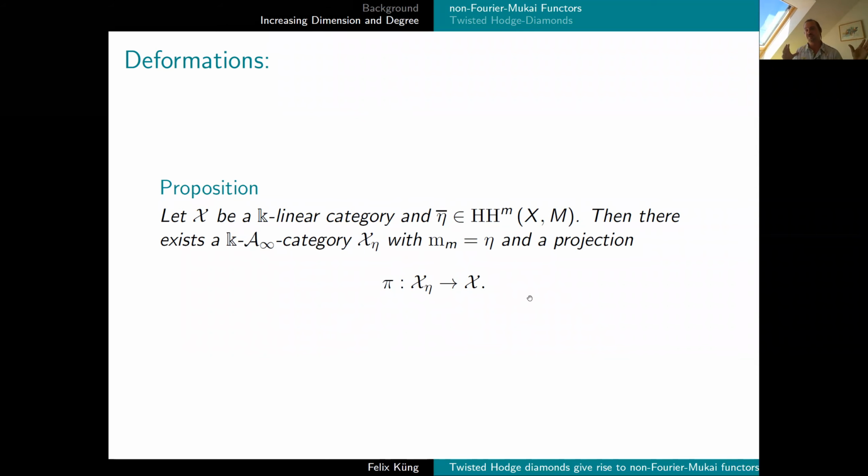You just add in a new action. Now, this is essentially a non-trivial deformation because you can take your eta to be non-zero. This functor that gets induced by forgetting the action should not be in any way dg, and by that not Fourier-Mukai, and that's actually what you can do.